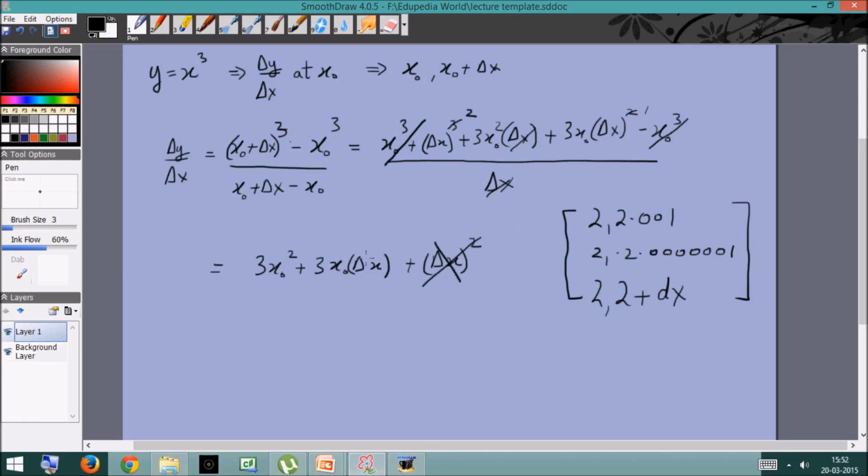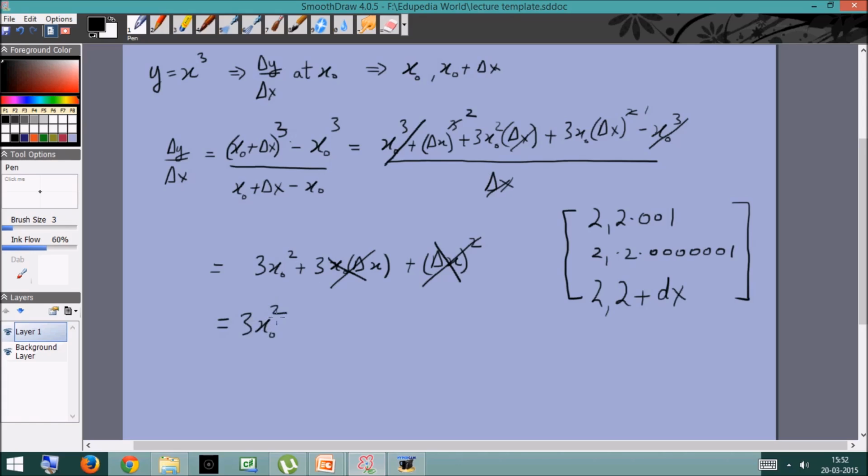Similarly, since dx, in this case delta x, is much smaller than x naught. Remember, in this case dx would be 0.000001, whereas x naught would be 2. So dx is much smaller than x naught. If dx is much smaller than x naught, we can neglect this term in comparison to the first term as well. So the answer will be 3x naught squared.